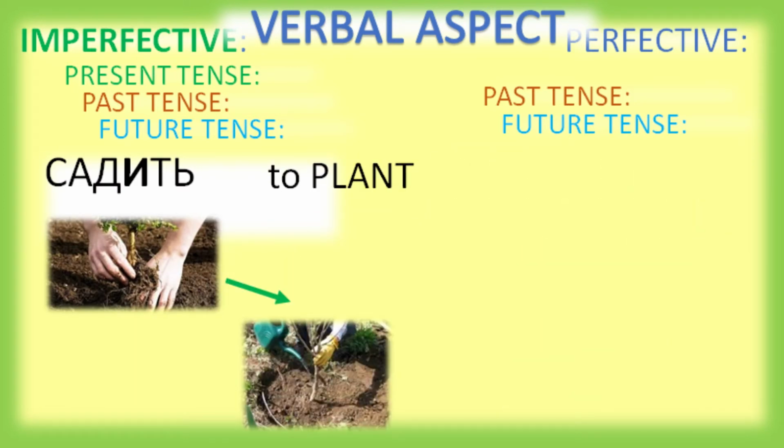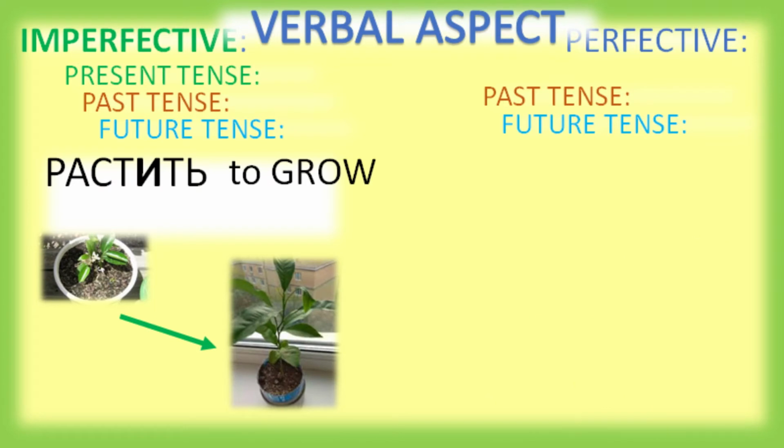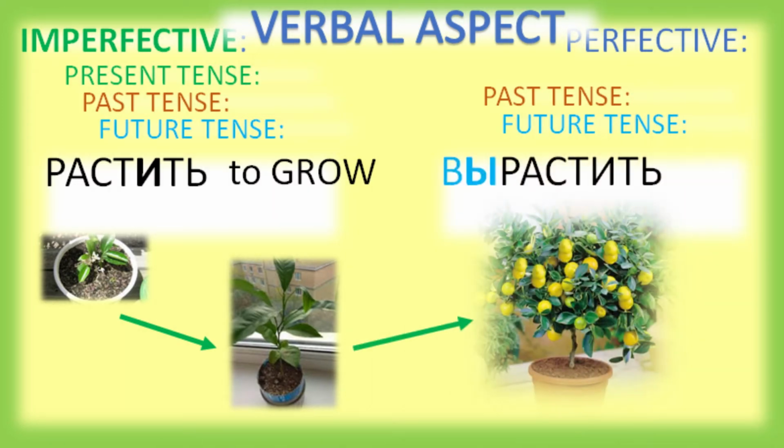To plant. Садить. The gardener is performing a continuous action of planting a tree. Посадить. Indicates that the action is completed. The tree has been planted. To grow. Растить. The gardener is performing a continuous action of growing a lemon bush. Вырастить. Indicates that the action is completed. The lemon bush has grown.